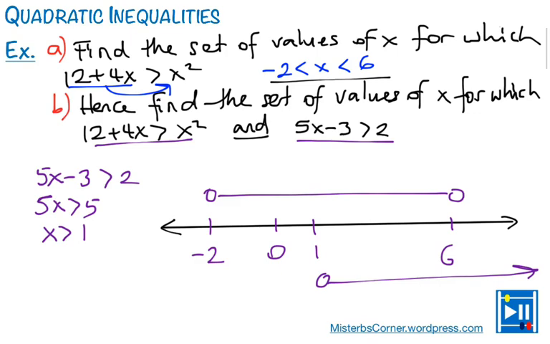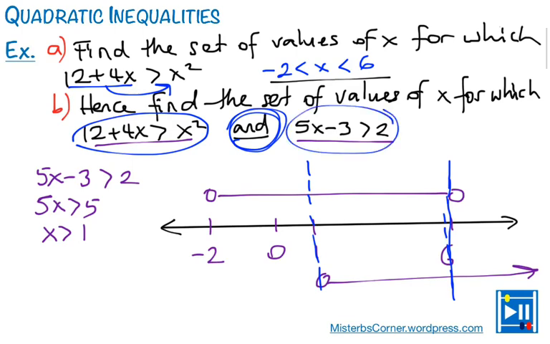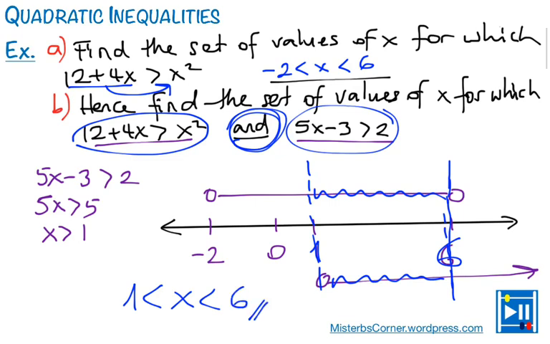Now I have to look at the intersection of these two sets, because the idea is that we're trying to find the set of values of x which satisfies the quadratic inequality and the linear inequality. So I have to consider this region which overlaps, that satisfies both inequalities. So actually, my answer to part B would be, this was 1, this was 6: 1 less than x less than 6. Right, this will be my answer.